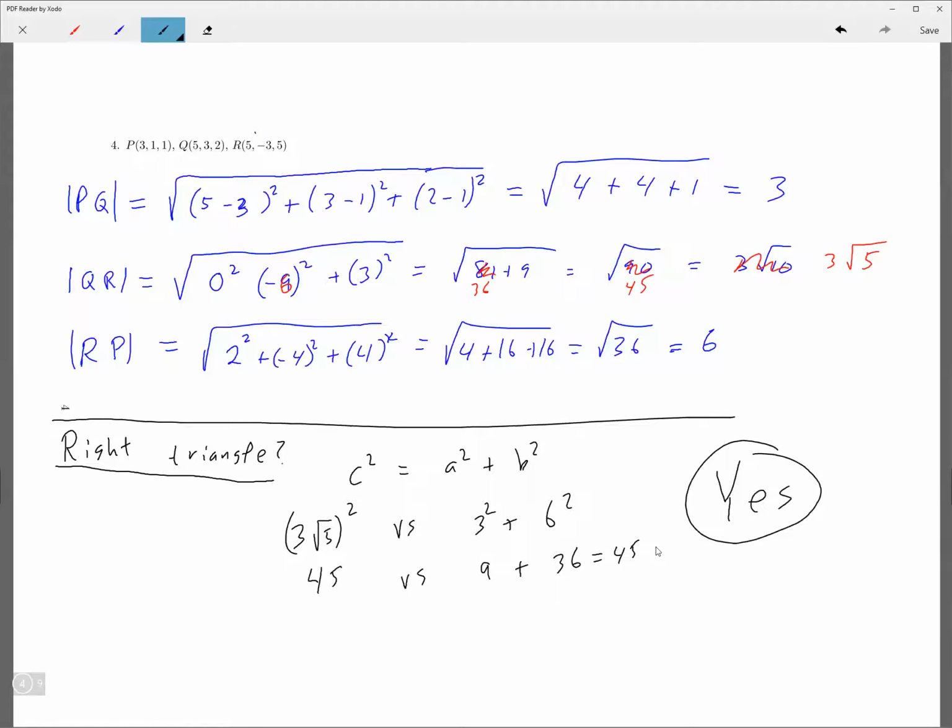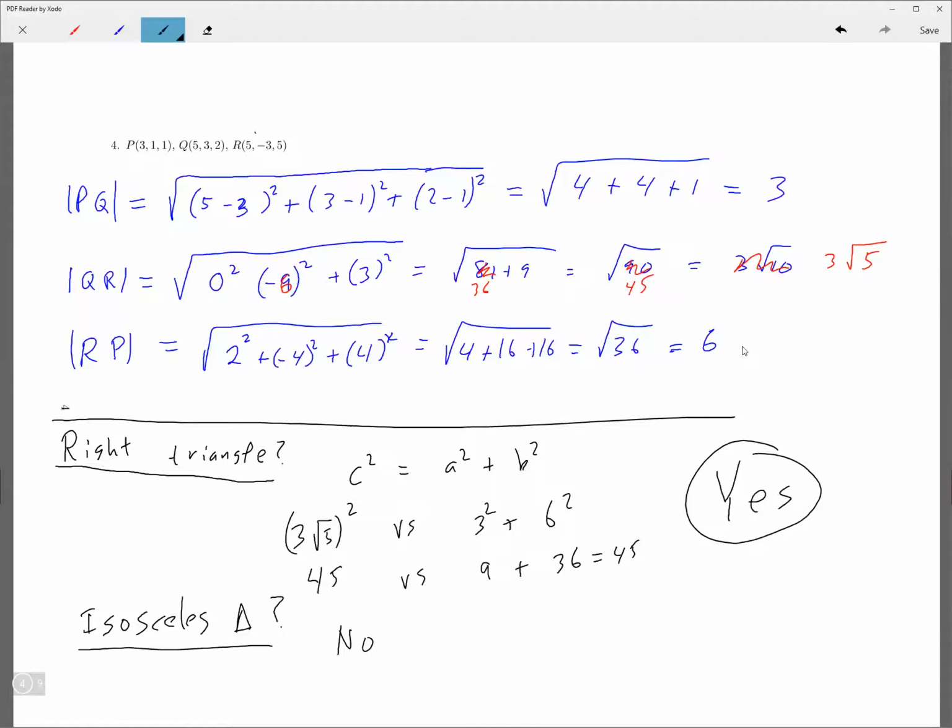Okay. And then the second part, is it an isosceles triangle? It'd have to be isosceles if two sides equal each other, right? Yep. You have to have two sides that are equal. So are there two sides that are equal? No. All these three are different.